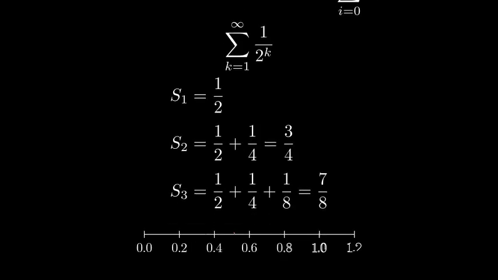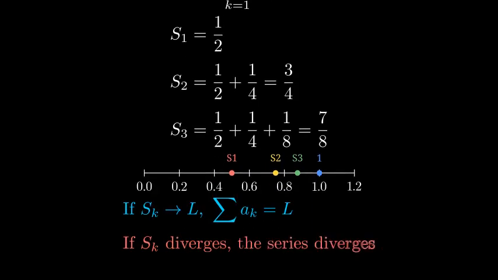Notice the partial sums form their own sequence. Here is a number line showing how the partial sums creep closer and closer to 1. This is the key idea. If the sequence of partial sums converges to a number L, then the series converges, and its sum is L. If the partial sums do not settle on a single number, the series diverges, and the sum does not exist.